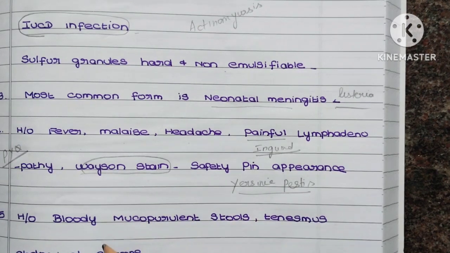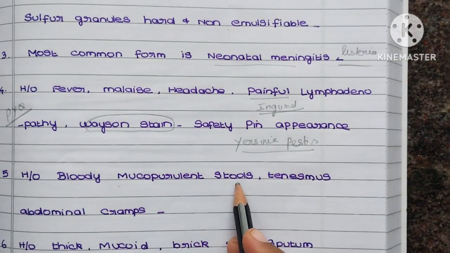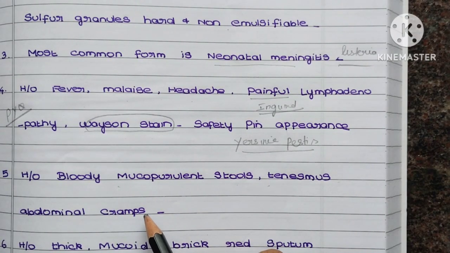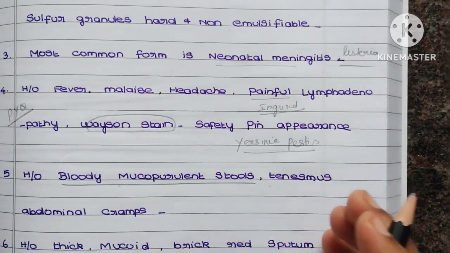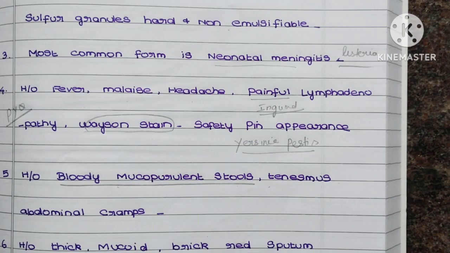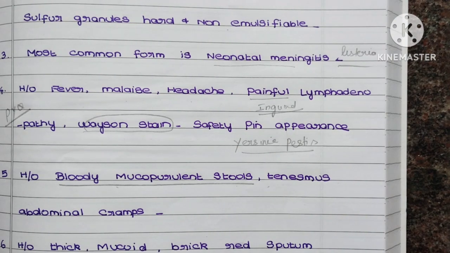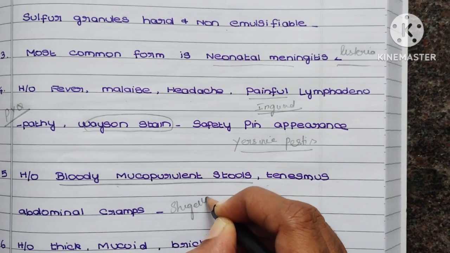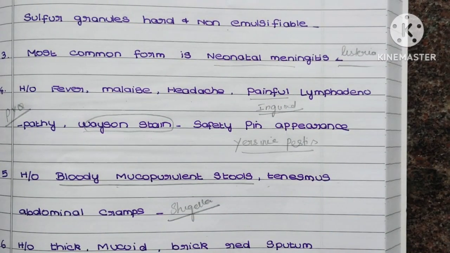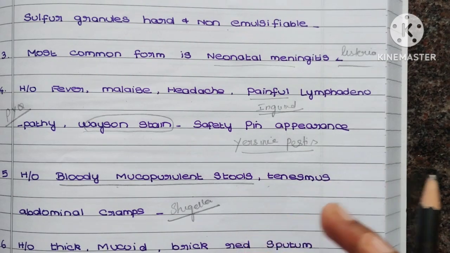Okay, so coming to the next question: history of bloody mucopurulent stool, tenesmus and abdominal cramps. Whenever there is the term bloody mucopurulent stool, first remember that it can be bacterial or parasitic. Among bacteria it is usually Shigella. Among parasites it is mostly Entamoeba histolytica, which I will deal with later.